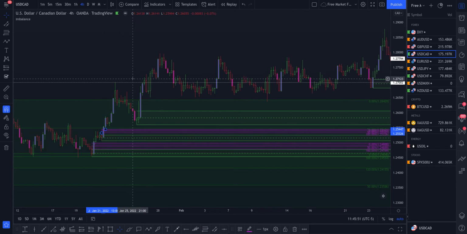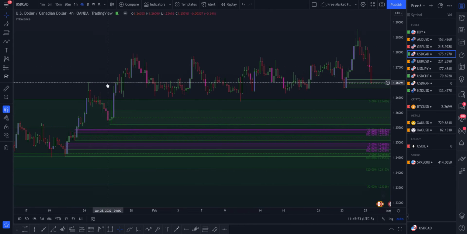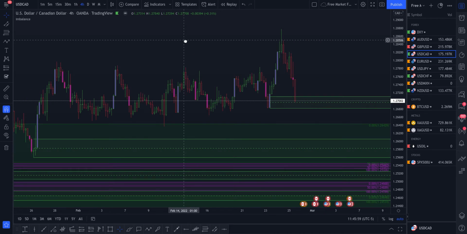Okay, imbalance to be filled there. This imbalance has already been filled. So it's very possible price could come back to this area, or it could push out from here and keep going down.